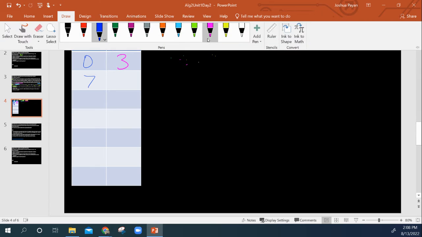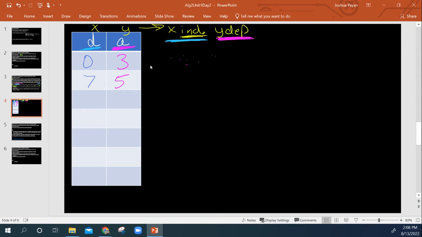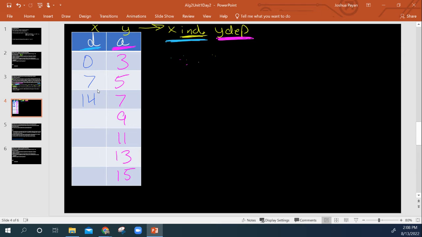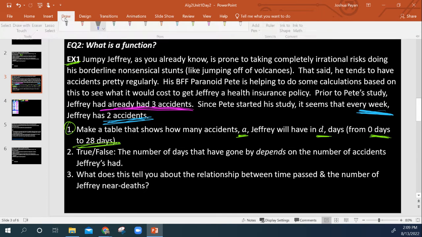Of course, he's going to have had five, and the pattern would just continue 7, 9, 11, 13, 15, and so on. I don't even think I need to go that far because it says to go to 28 days. So 1 week would be plus 2. 2 weeks would be 14 days, so plus 4. This would be 21 days, or 3 weeks, and then 28 days. So this is really where we just needed to stop. Okay, so that would be our table. That would be our answer for number one.